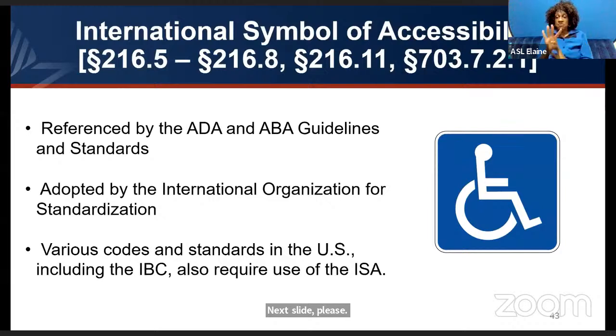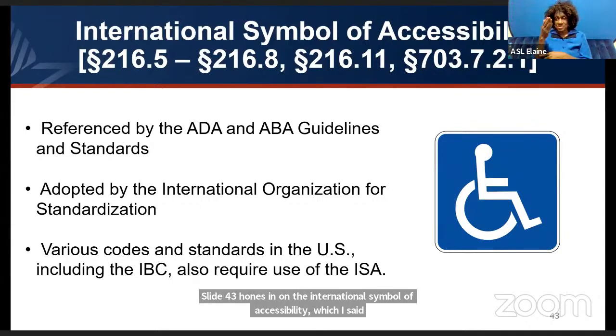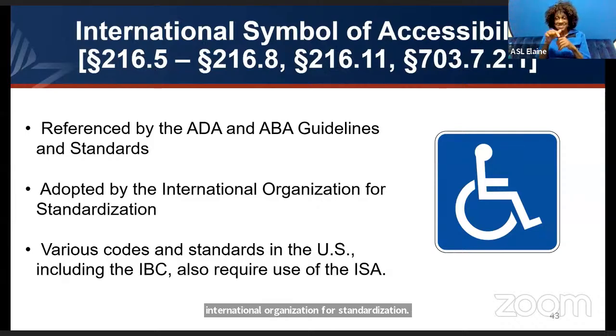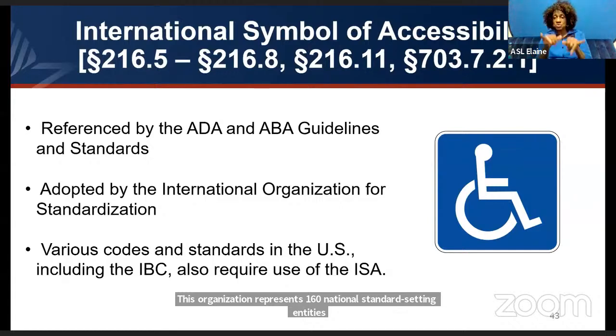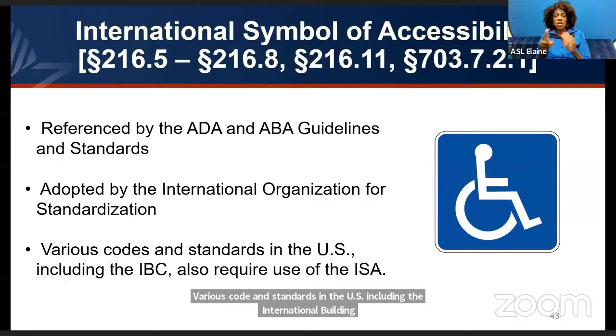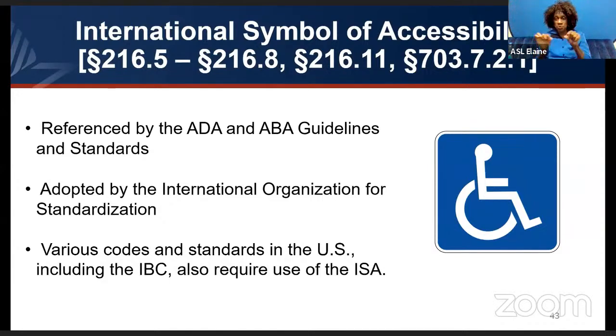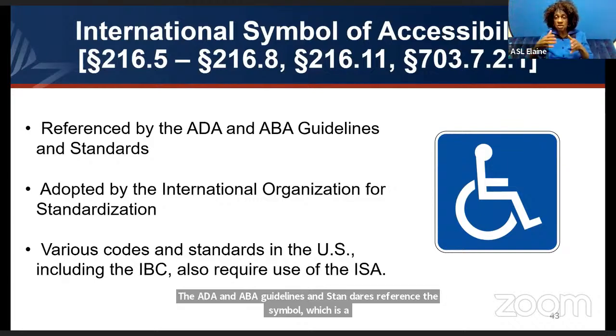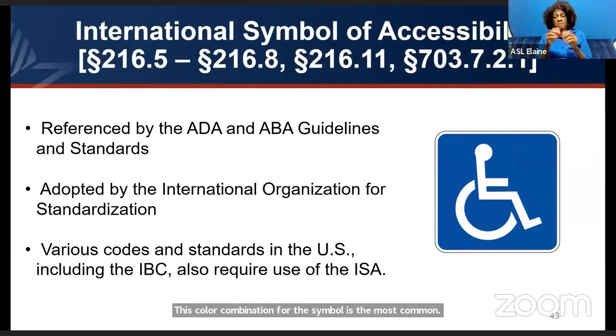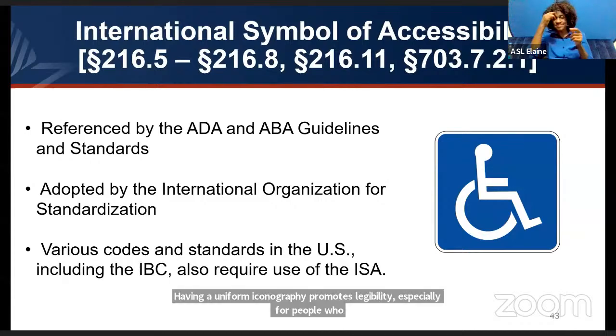Slide 43 homes in on the International Symbol of Accessibility, which, as I said, is oftentimes referred to as ISA, which I'll refer to frequently in this presentation. It's a long-standing global icon adopted by the International Organization for Standardization. This organization represents 160 national standard-setting entities and develops voluntary, consensus-based international standards. Various codes and standards in the US, including the International Building Code, or IBC, require use of the symbol. The ADA and ABA guidelines and standards reference the symbol, which is a borderless icon of a blue square with a white profile view person in a wheelchair facing to the right. This color combination for the symbol is the most common. Having a uniform iconography promotes legibility, especially for people who have low vision or cognitive disabilities. Next slide, please.